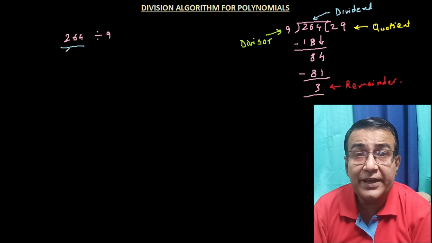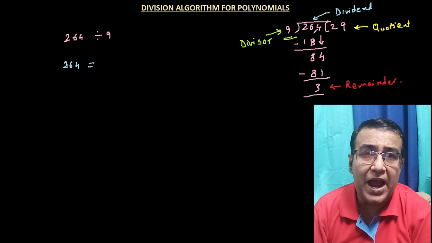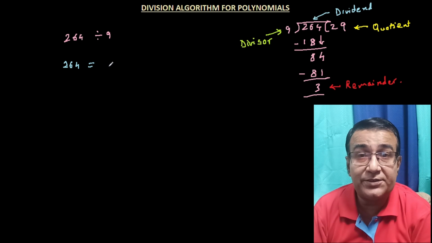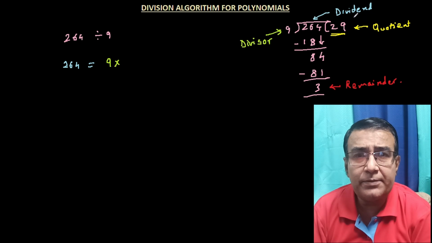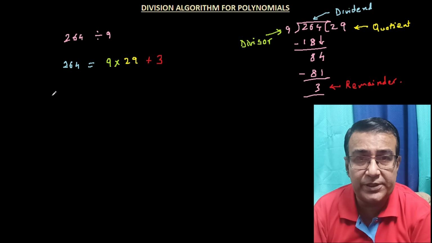Well, so now let's look at this number again, 264. Now this 264, once we have divided it by 9, we can also write 264 as the product of the divisor and the quotient, which means 9 times 29, and 9 times 29, if we actually multiply and see, gives you 261. But we have got a remainder of 3 also, so we add the remainder to it and we get 264. So 9 times 29 is 261, plus 3 gives us 264.